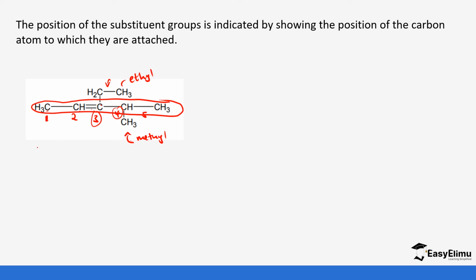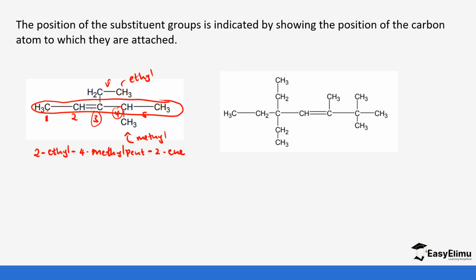So our compound will be 3-ethyl, and then you show where the methyl is, which is in carbon number 4. And then our parent name has 5 carbons. That tells you it is a pentene. But now when we write for alkenes, we identify where the double bond is. In this case, it's in carbon number 2. So it is pent, then 2, then ene.